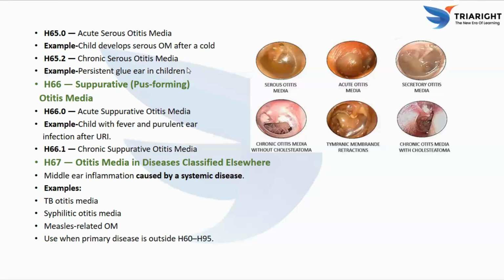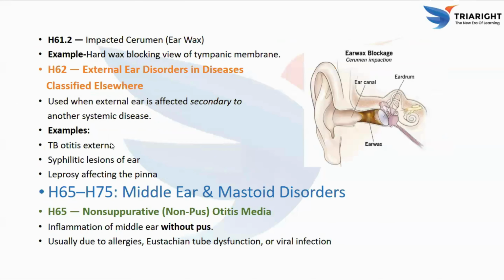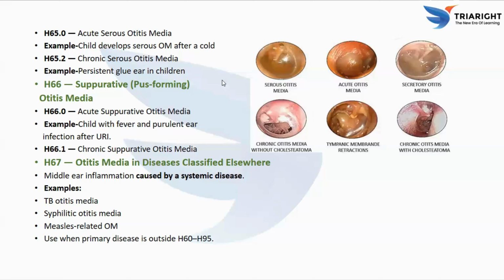And then coming to the H66 category code. This refers to bacterial infections producing pus in the middle ear, nothing but suppurative otitis media. H65 is non-pus forming and H66 is pus forming otitis media. What is H66.0? Acute suppurative otitis media. This is a rapid onset of otitis media.